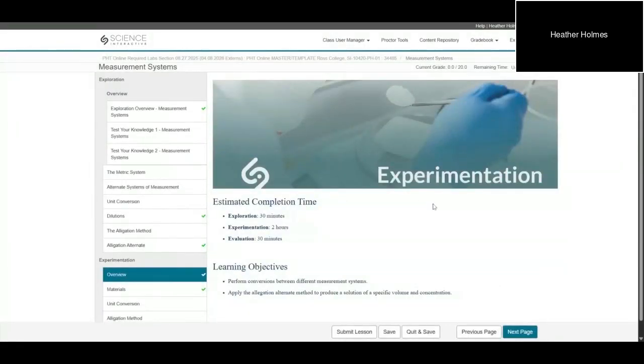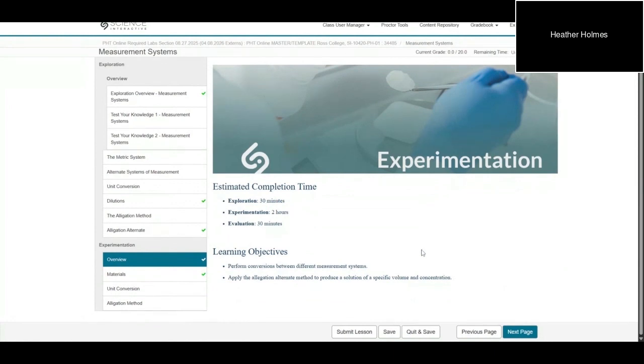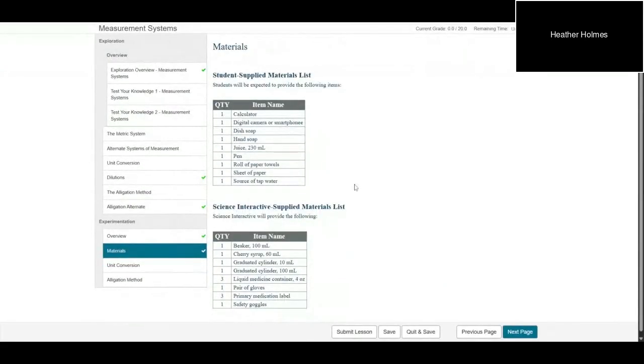Okay, so I know it's all kind of confusing with the math stuff, but when we move on to the experimentation, we are using stuff out of our lab kit. And let me reshare my screen.